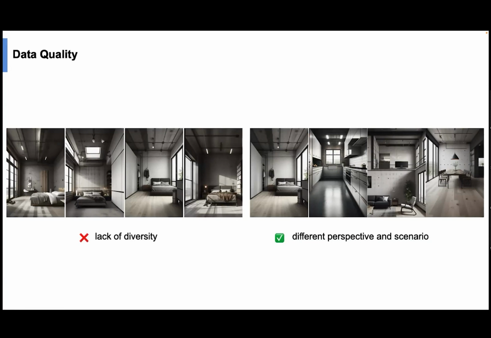For example, you should have industrial design style bedroom, a kitchen, a living room, and a dining room, so that the LoRa learns more than just a bedroom.